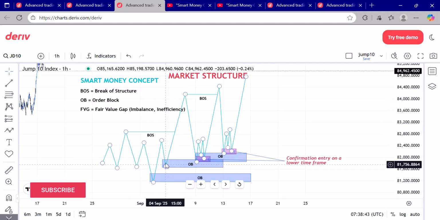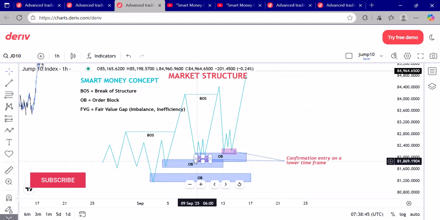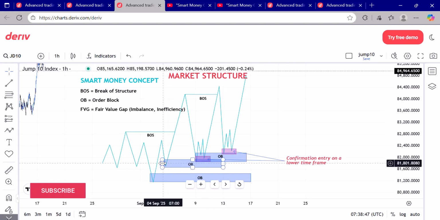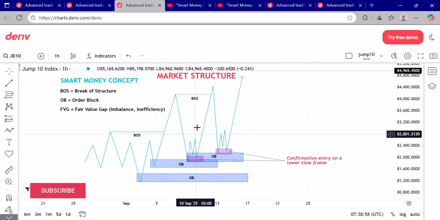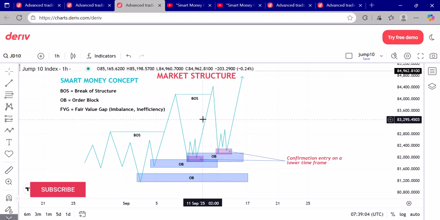In the future, price came in and tapped into the zone. It didn't take us out. This zone didn't act as an inducement whereby the market comes into the zone. Rather, the market acted on this zone. After price came in and acted on this zone, what did we look for? We looked for a confirmation entry in our lower time frame.